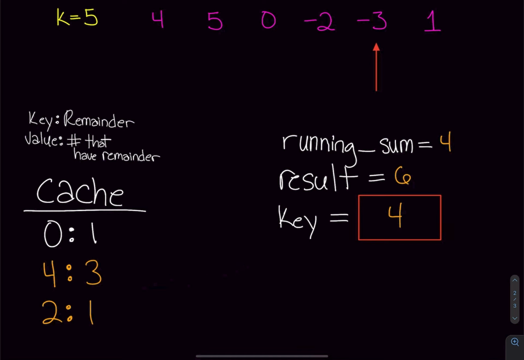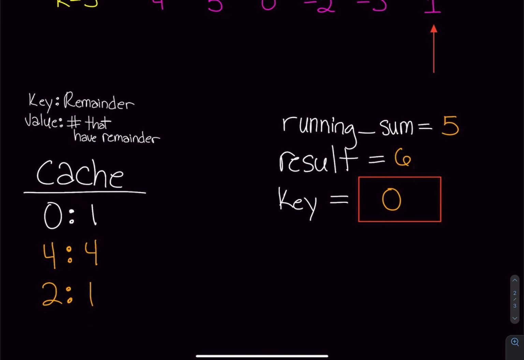All right, and now we have to increment our cache by 1. So now it's 4, 4, and our key is going to be wiped out because we're going to go to that next value in nums. So now we're going to add 1 to our running sum, and we're going to get a value of 5. So 5 mod 5 is equal to 0 because we have a remainder of 0 for that. And we're going to check whether or not that value is in our cache. And we can see that it is right here.